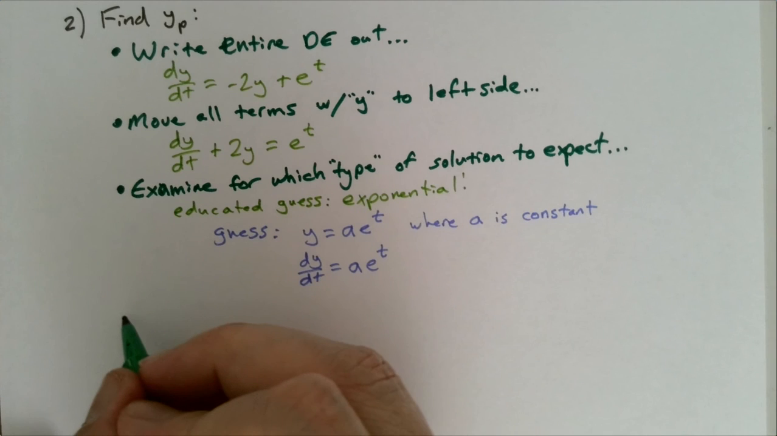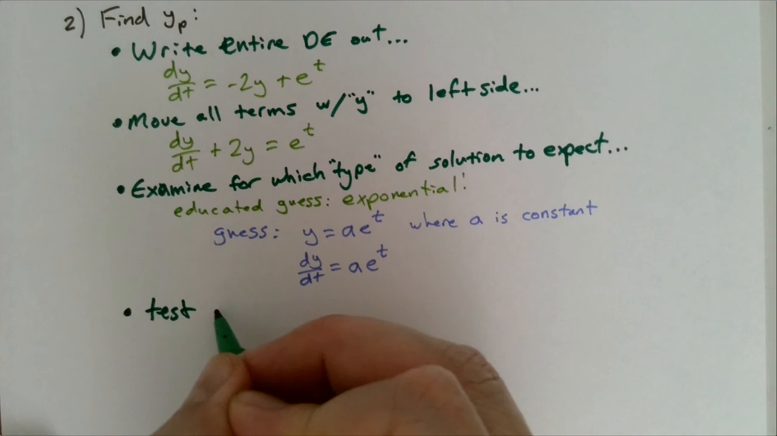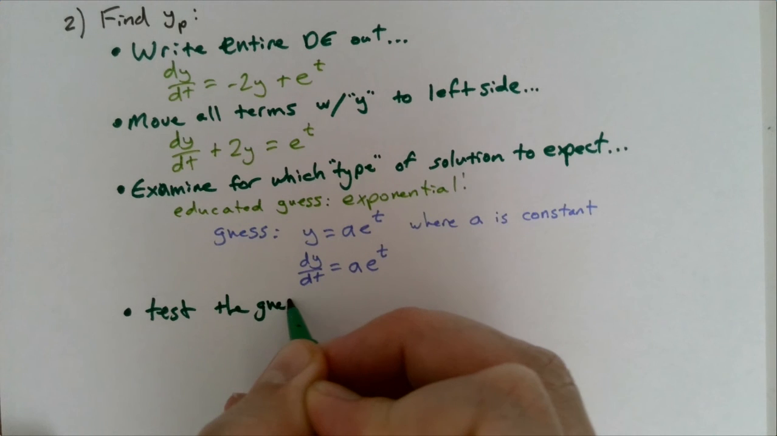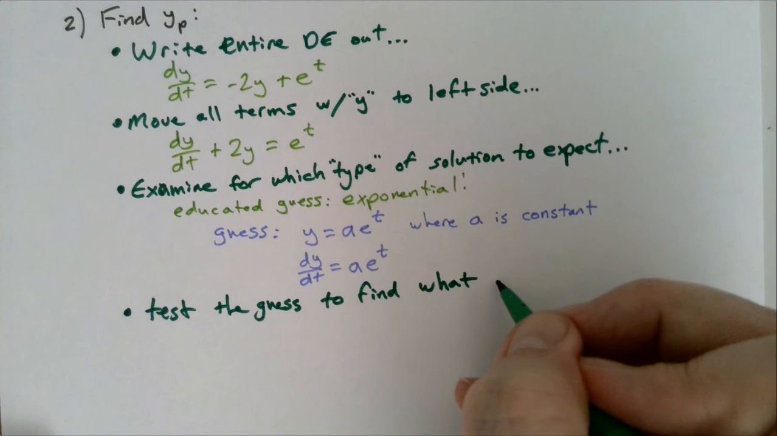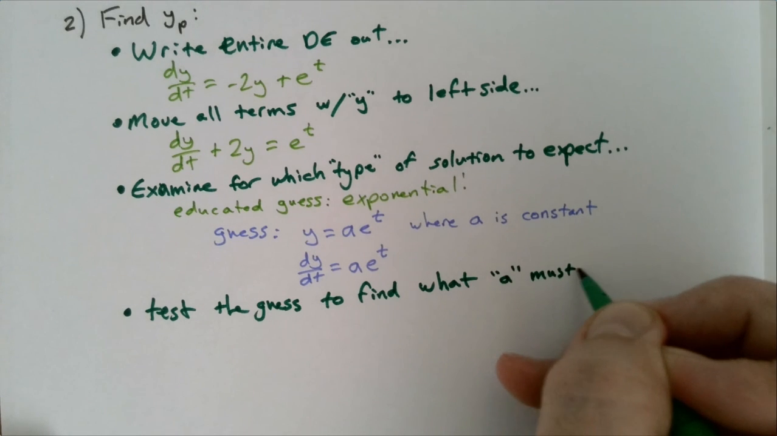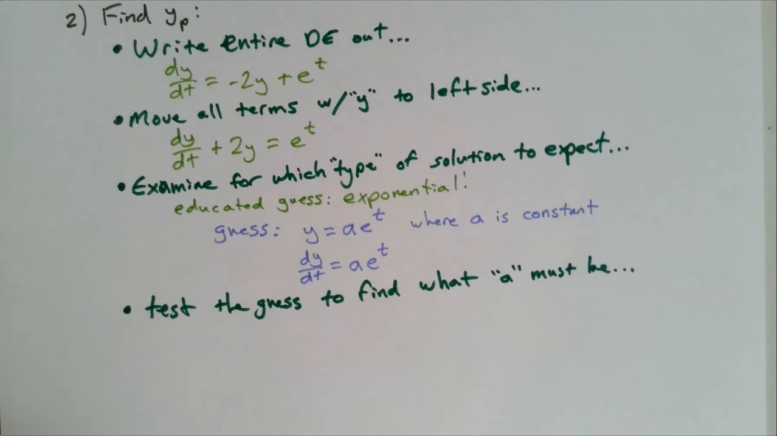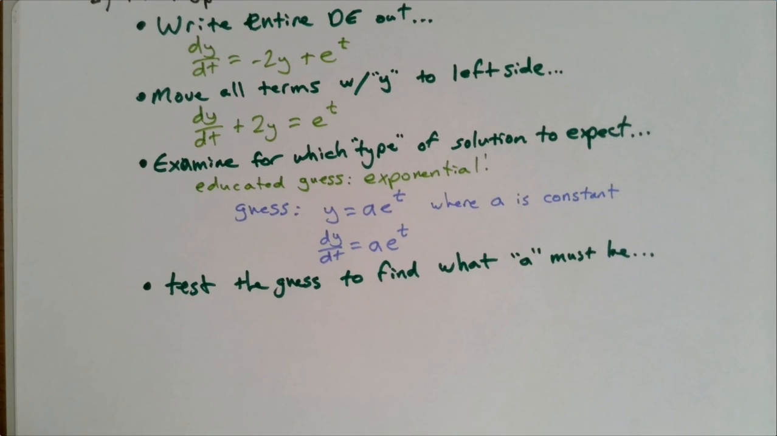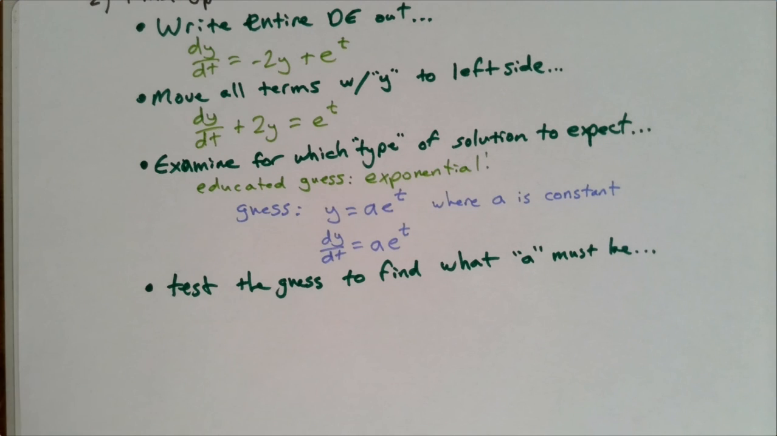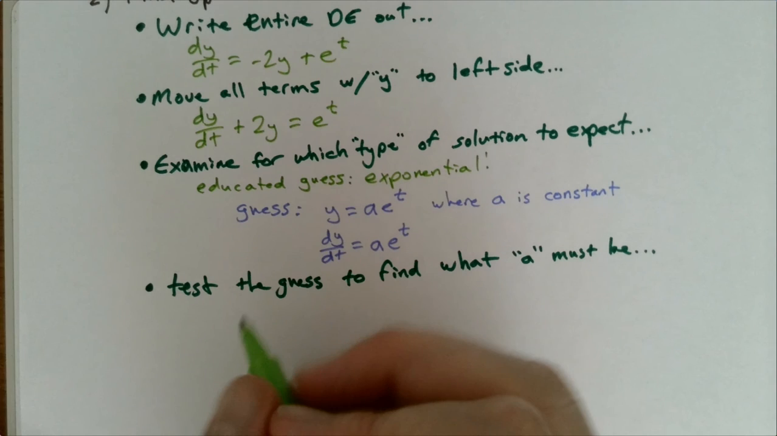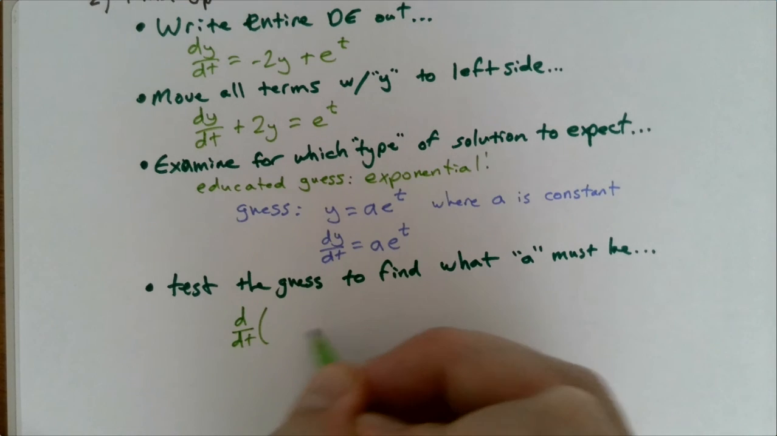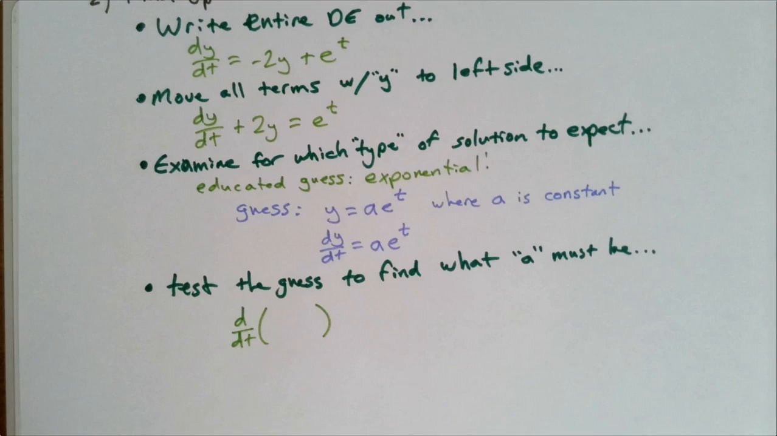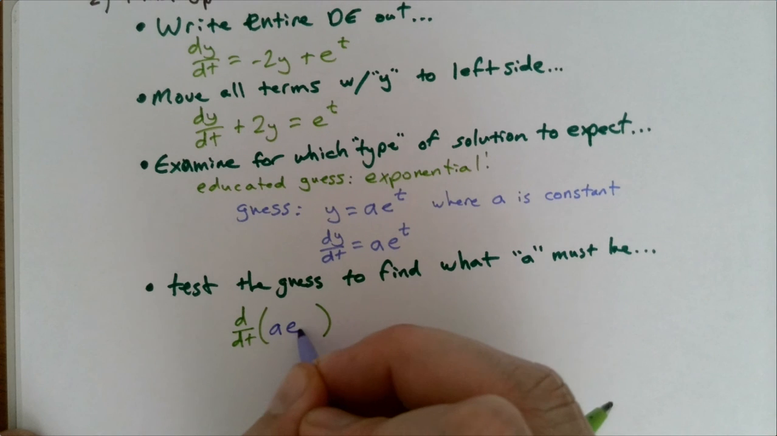So the next phase in this process is to test the guess to find what a must be. In other words, there's a value for a that we can pretty much guarantee has to be something, but we don't know what it is yet. So I'm going to use my differential equation. I'm going to say d dt, the derivative with respect to t of my guess, which is a e to the t.